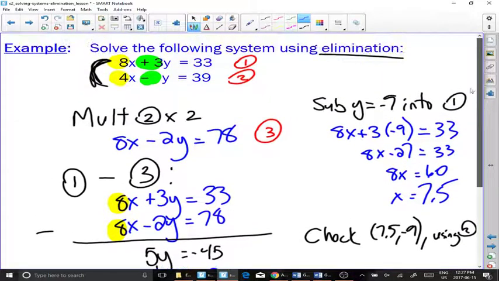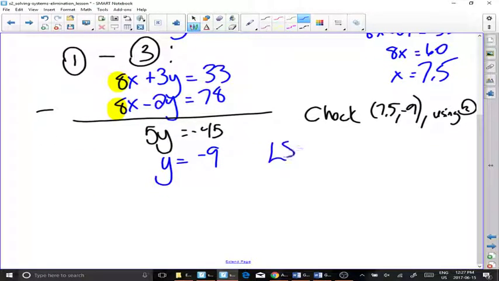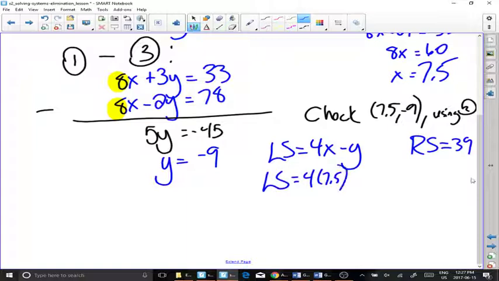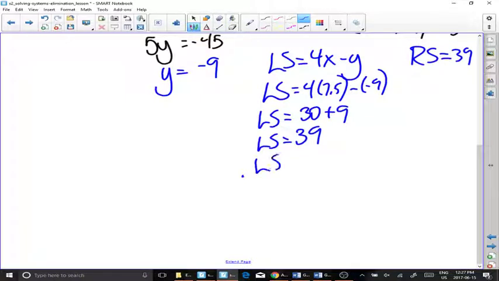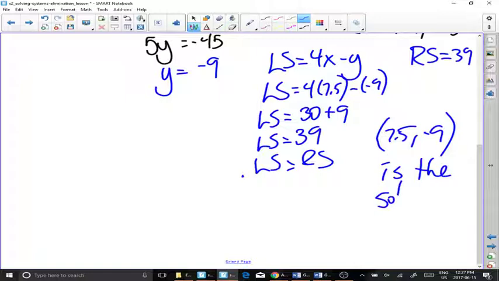So, equation 2 is 4x minus y, right side is 39. So that's 4 times 7.5 minus negative 9. That's 30 plus 9, which is 39, which is equal to the right side. So the answer is 7.5 and negative 9, and that is the solution.